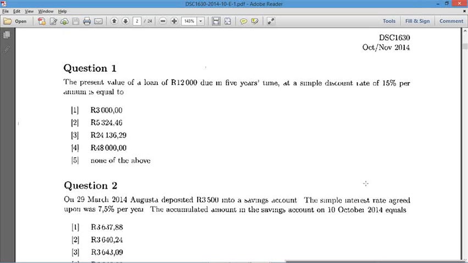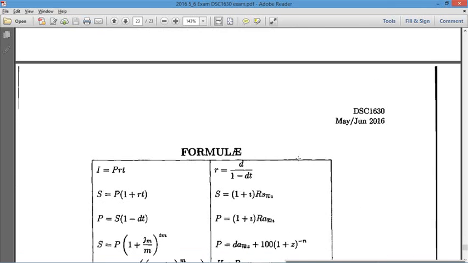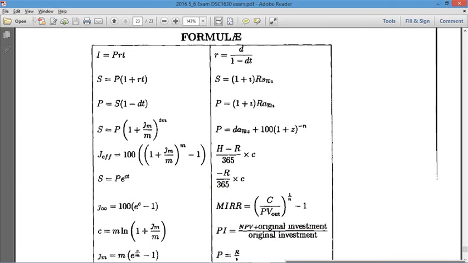Alright guys, so if we look at the first question, question 1, let's get started with that one. The question says the present value of a loan of $12,000 due in 5 years time at a simple discount of 15% per annum is equal to. That word should be standing out for you as the student writing the exam, because that tells you what equation to use. So I'm going to go to my formula sheet. UNISA does give you a formula sheet in the exam, and you're going to pull through the right equation that you're going to be utilizing.